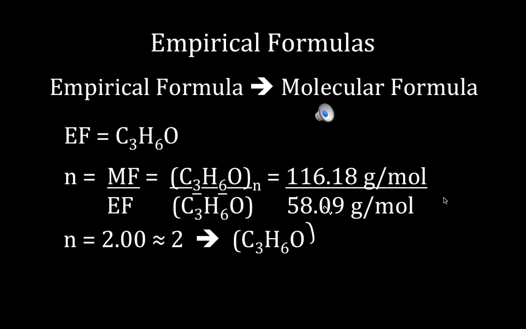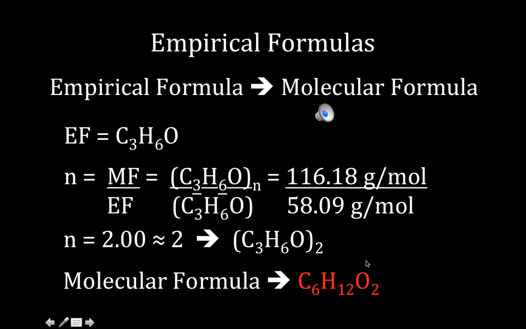Oh well. When we do division, we get 2, so we put a 2 outside our brackets. Now we blow out the brackets. And we have our molecular formula for our ester, C6H12O2. And if we're lucky, it might smell like vomit.